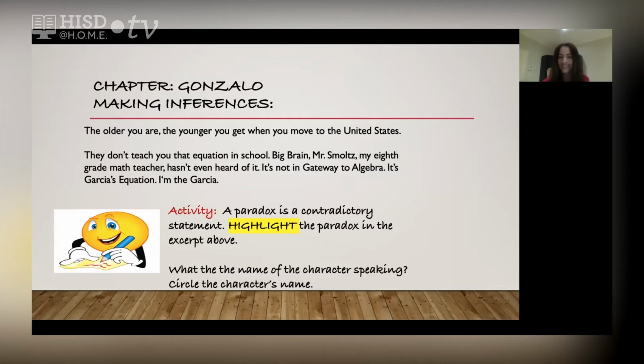Here's your activity. A paradox is a contradictory statement. Highlight the paradox in the excerpt above. So if we know paradox is a contradictory statement, you're saying one thing, but you're saying the opposite at the same time. You're saying one thing, but simultaneously saying an opposing, completely contradictory statement at the same time. That's a paradox. So within these 2 paragraphs, there is one contradictory statement. Where is it? Take a moment to highlight it.